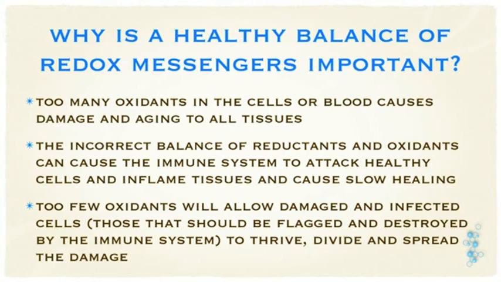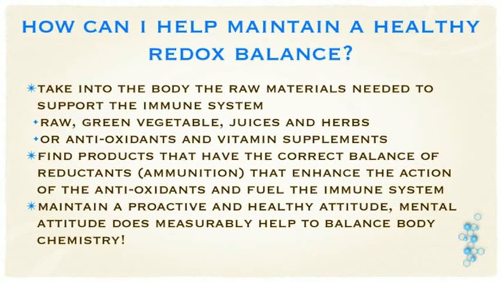The incorrect balance of reductants and oxidants can cause the immune system to attack healthy cells and inflame tissues and lead to slow healing, or even worse, system problems where the body is attacking itself, auto-attacking. Too few antioxidants will allow for damage, and infected cells that should be destroyed would thrive or divide and spread and cause damage, and this is creating havoc in our tissues.